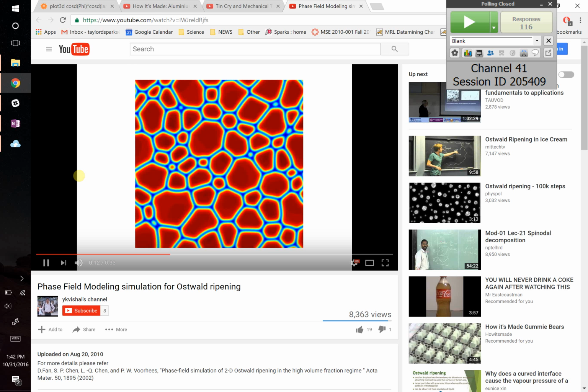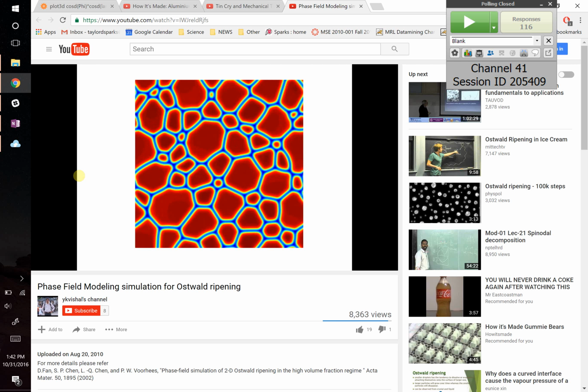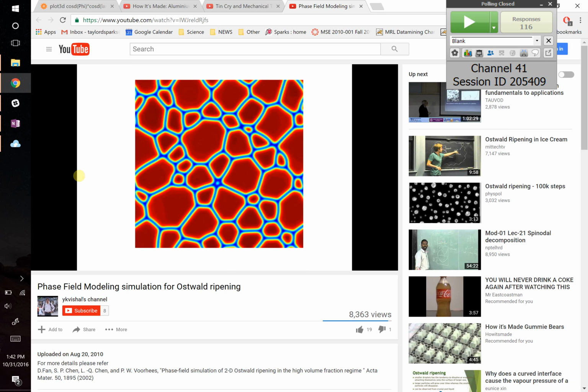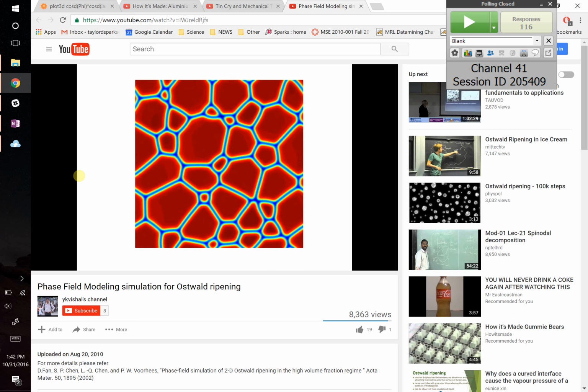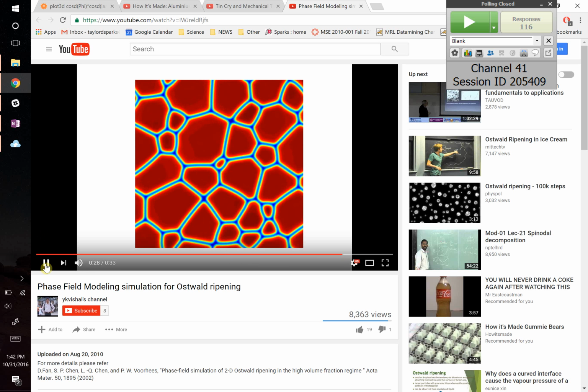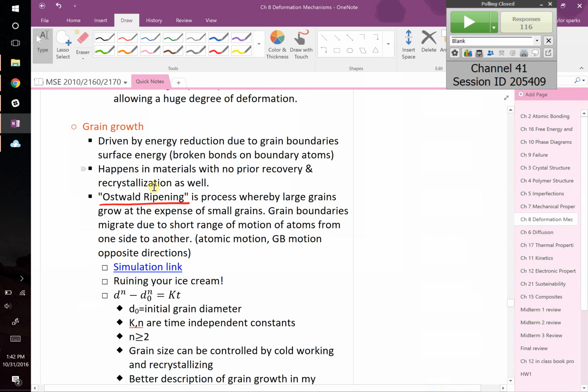Now, what's the driving force for this? Surface energy, right? Every surface has an energy. We don't like it, so we'd like to get rid of them. Now, the mechanism we won't get into in this class. You'll probably learn in other ones. In ceramics, we talk about it. But basically, big ones get bigger, small ones get smaller. It's a sad commentary on living life.